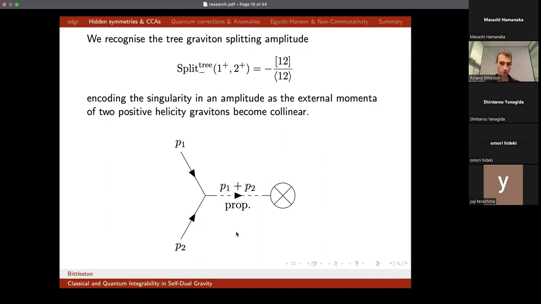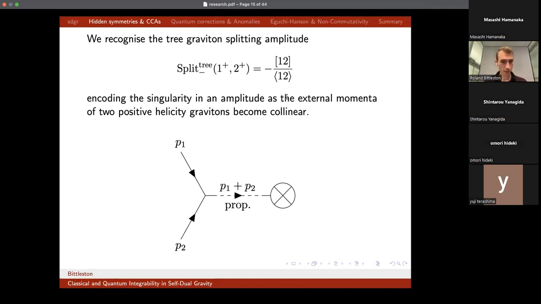There has to be some propagator connected by a 3-point vertex to the external momenta, which is going on shell, which is blowing up. And the singularity of an amplitude in this limit is universal. It doesn't depend on what amplitude I'm looking at, in a sense, because the singularity has to come from a diagram of this type. And it turns out that if you evaluate what this is, it's precisely this minus square brackets over angle brackets. So in this way, the structure constants of this hidden symmetry algebra are encoding this collinear behavior of amplitudes.